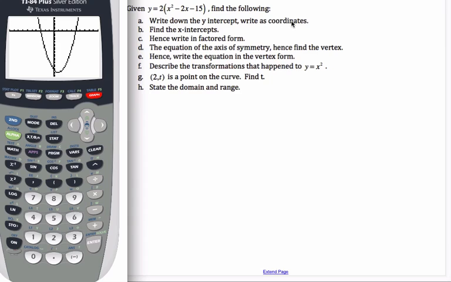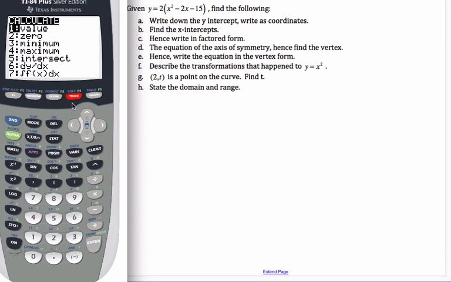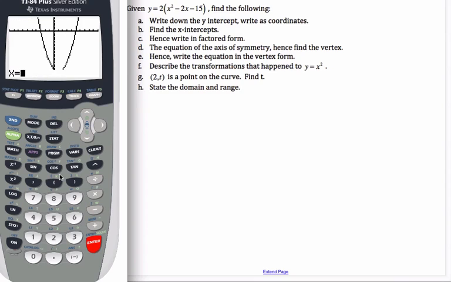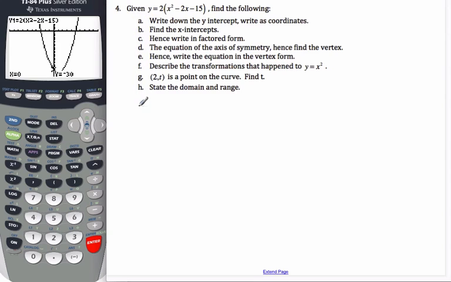Now we want to write down the y-intercept. To do it, I'm going to go second, trace, and ask for the value when x equals, for a y-intercept, x is always equal to 0. And so then I get the point (0, -30). Then it wants me to find the x-intercepts.